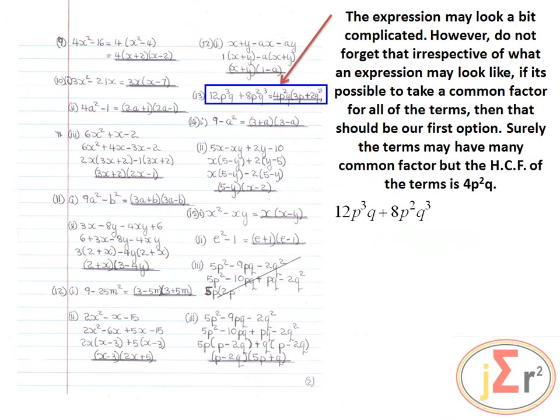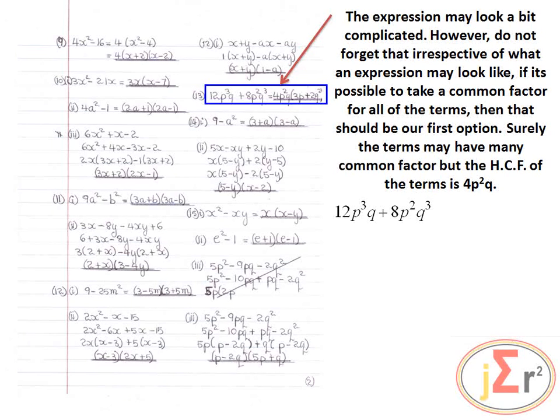And now for our other expression. No doubt we can factorize this in one step. We should be able to. The expression may look a bit complicated. However, do not forget that irrespective of what an expression may look like, if it is possible to take a common factor for all of the terms, then that should be our first option.